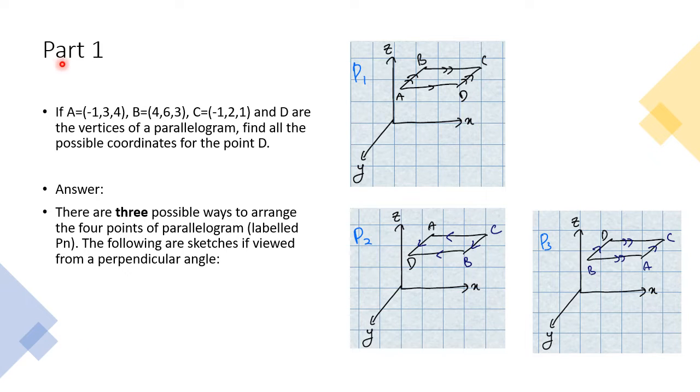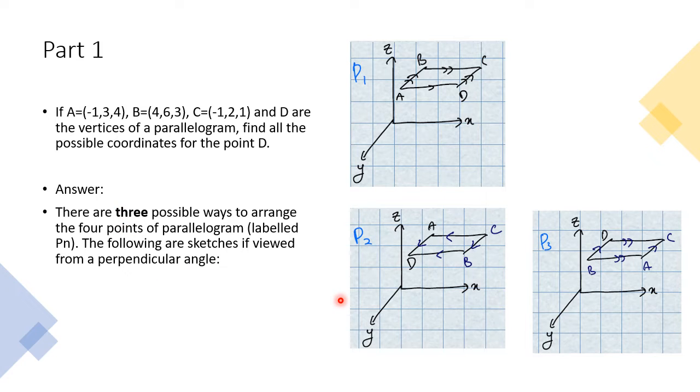So, part 1 of the question. If A has the point of -1, 3, 4, B 4, 6, 3, C -1, 2, 1, and D are the vertices of a parallelogram, find all the possible coordinates for the point D. So, let's go to the answer.